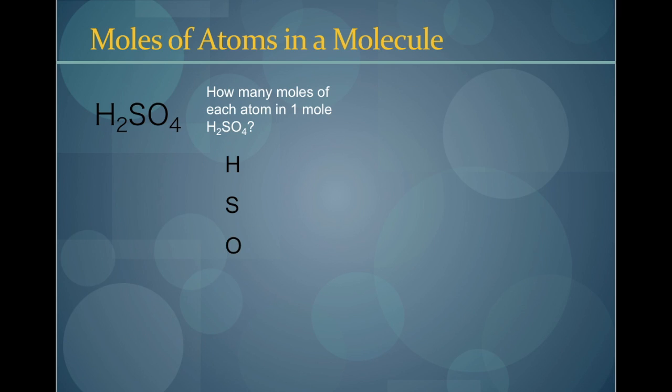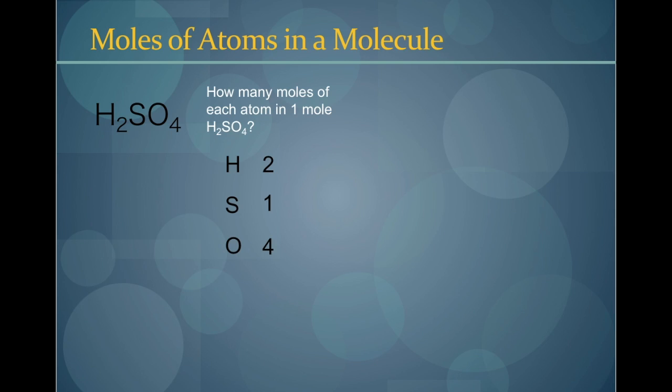How many moles of each atom are in 1 mole of H2SO4? So there's 2 hydrogens in each mole, and there's 1 sulfur, and then there's 4 oxygens. So basically, it's 4 times the number of oxygens because there's 4 oxygens in each molecule.